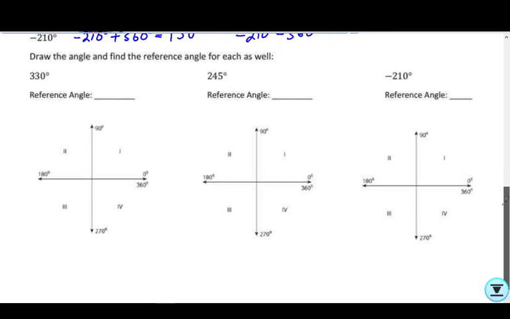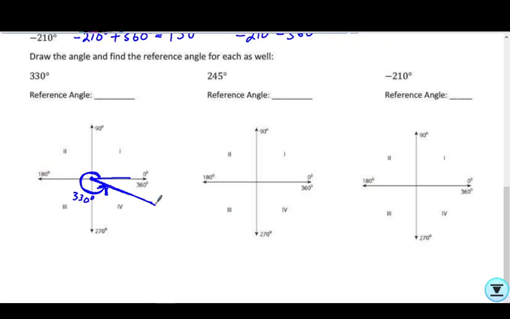And then the last part is dealing with reference angles. It says draw the angle and find the reference angle for each as well. So let's start with drawing 330 degrees. Since we're drawing it in standard position, 330 degrees starts here and goes around to right here. This is my 330 degrees. The initial side starts here, positive direction, going around this way. This is my terminal side.